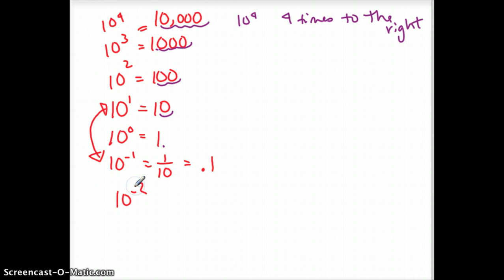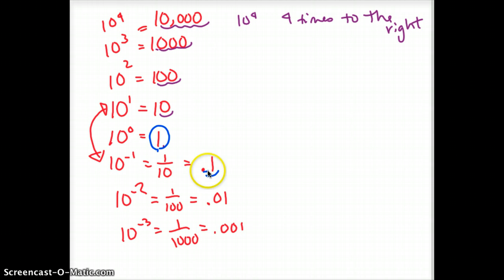10 to the negative 2 is the reciprocal of 10 squared, so 1/100th. If we write that as a decimal, 0.01. 10 to the negative 3, that's 1/1000th. And again, 0.001. So I want you to really look at this. If we started with 1 as our original base, to get to 10 to the negative 1, I move the decimal left 1 time. To get to the negative 3, I move the decimal left 3 times. Okay? So 10 to the negative 3. From 1, we moved it 3 times to the left.